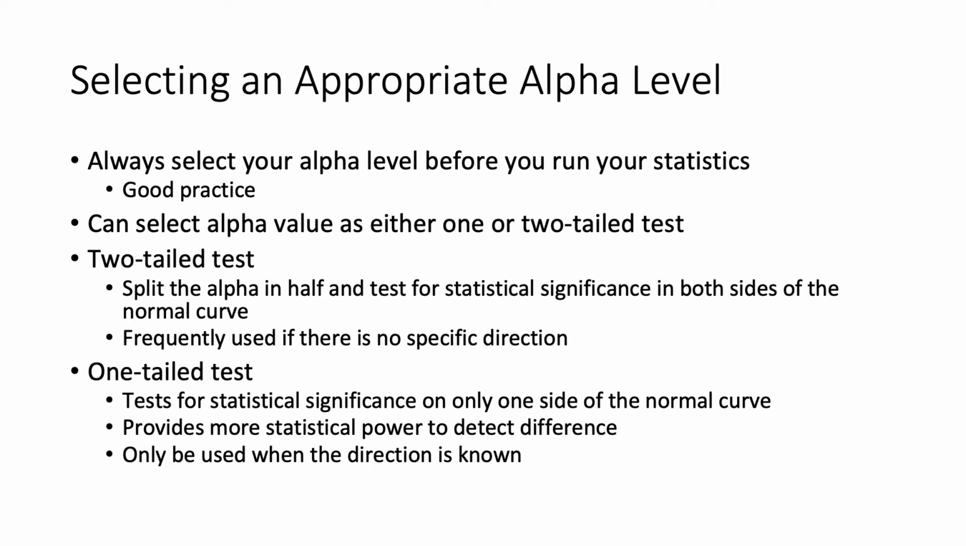Another thing with the alpha level is that you can assign the alpha value as either a one or two-tailed test. A two-tailed test means that you split your alpha in half and test for a statistical significance in both sides of the normal curve. Two-tailed tests are frequently used, particularly if the researcher does not specify a direction within the hypothesis. A one-tailed test tests for statistical significance on only one side of the normal curve. But when using a one-tailed test, this provides more statistical power to detect differences, but should only be used when the direction of the difference is known.